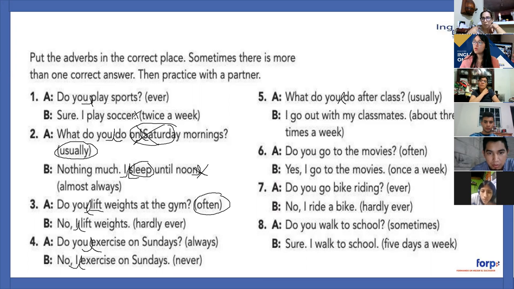I go out about 3 times a week. With my classmates. Okay, I go out with my classmates about 3. We just remove the period, right? And we add it.